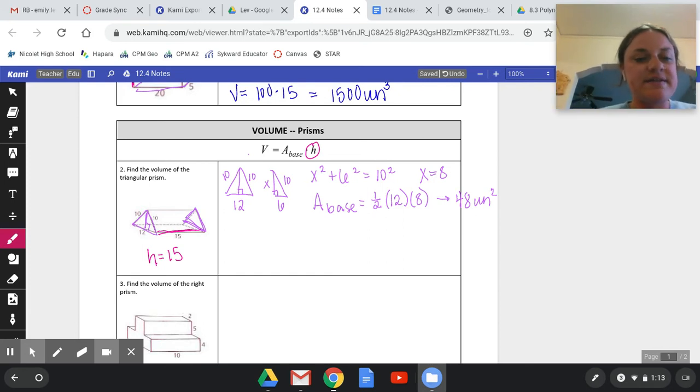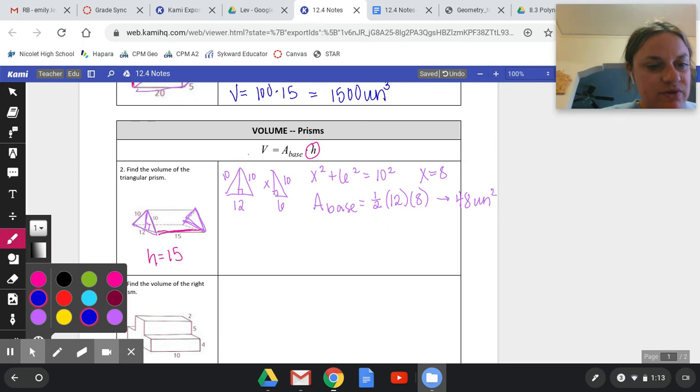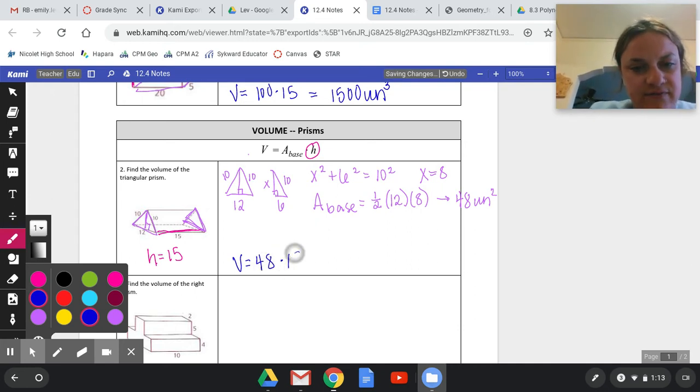It's 15 units. So now I've already got the area of my base. I've already got the height of the prism. So now I'm just going to plug those into my formula and solve. Volume is equal to area of my base, 48, times the height of my 3D figure, which is 15. 48 times 15 is 720 cubic units.